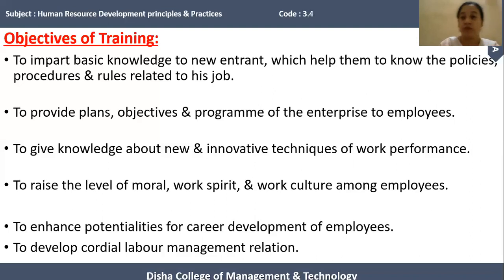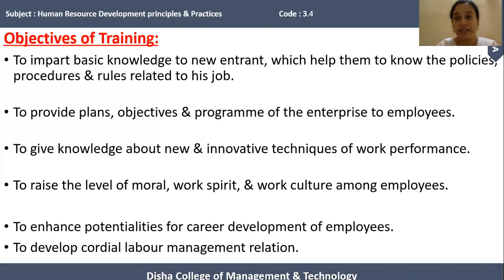And training is the most important function of human resource management, because training enhances the person's skills, potentialities, and capabilities, so the person can meet the organizational challenges and the requirements of present or future jobs. So this is all about the concept of training.